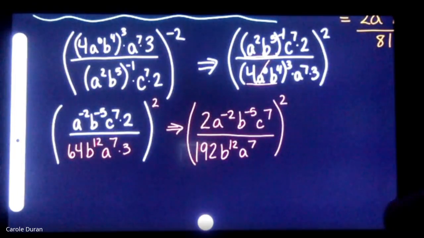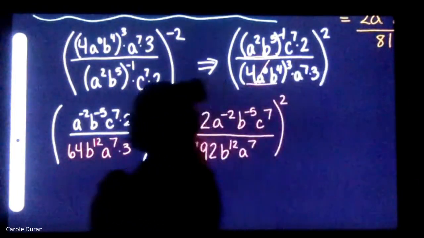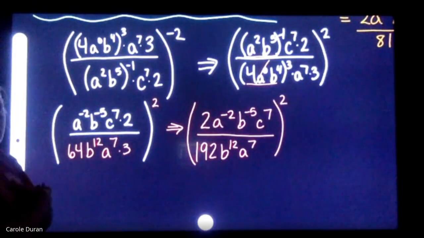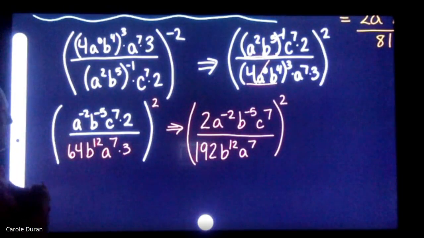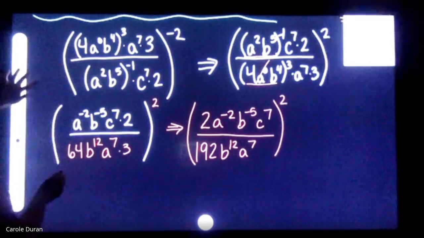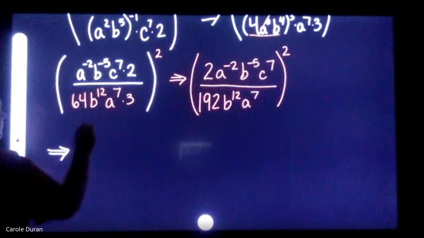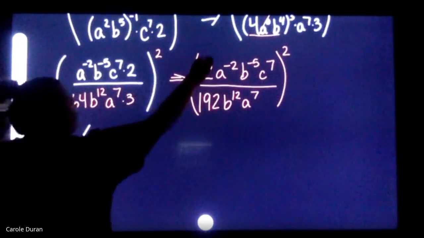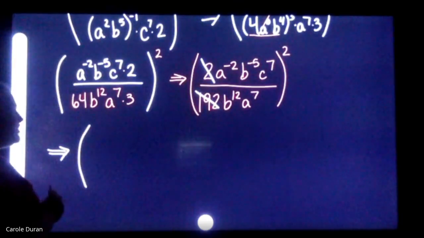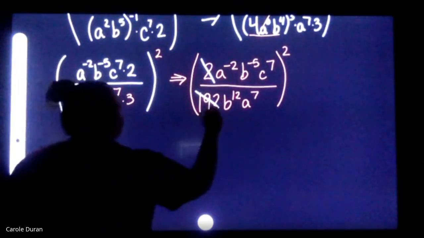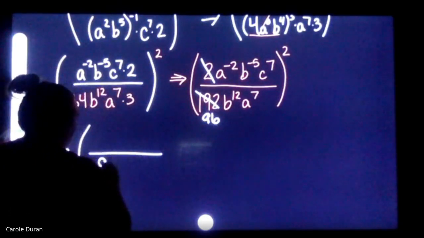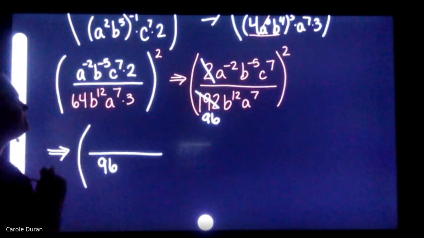fraction bar. The first thing I look at are my numbers. Can I reduce 2 and 192? Yeah, what can I take out of both of those? 2. So that means when I simplify it, when I take a 2 out of 2, it just becomes a 1. When I take a 2 out of 192, I get 96. So now in my denominator, I have a 96.